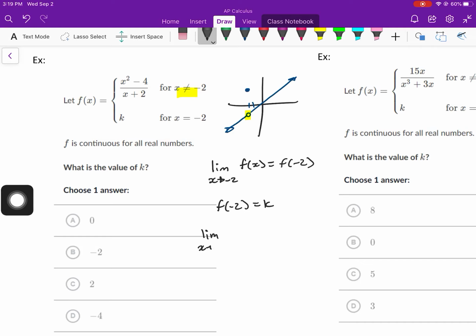So the limit as x approaches -2. We're going to be using this, because remember, a limit is not what it actually equals, which is right here. It's what it's approaching. So this is everywhere except that spot. You can see it on the graph. It's everywhere except that spot. So we're going to use this for our limit.